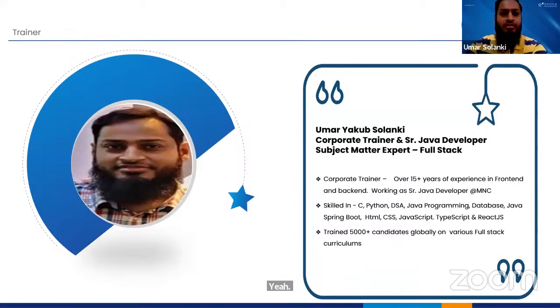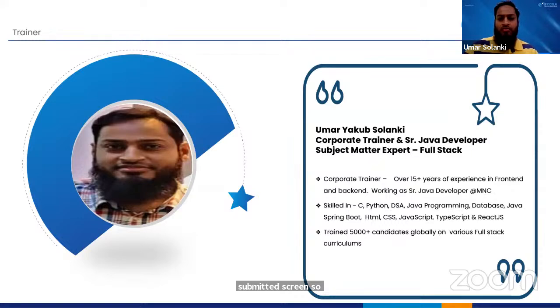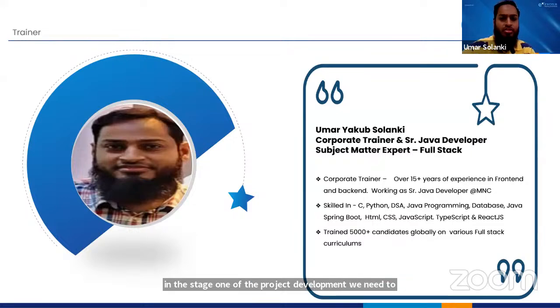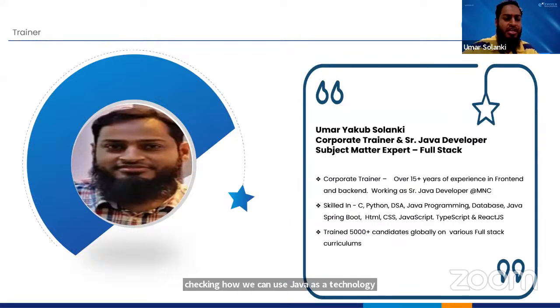As we all know, in our final year of engineering, we have a project to be submitted. In stage 1 of the project development, we need to submit the project report, the documentation. In stage 2, we need to show the actual practical implementation and live execution of the project. These sessions are targeted at candidates who will be preparing for their projects. We will go for 15 days of sessions. The first 5 days will cover how we can use Java as a technology to create our major and minor projects. Then subsequent sessions will be taken by other trainers, who will train you on other technologies also.